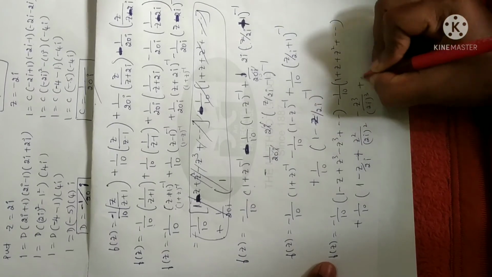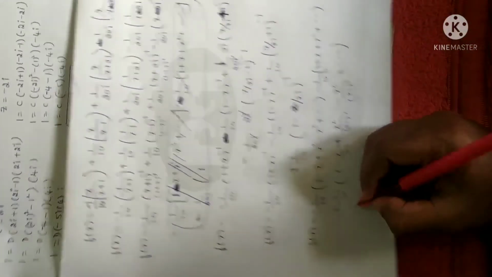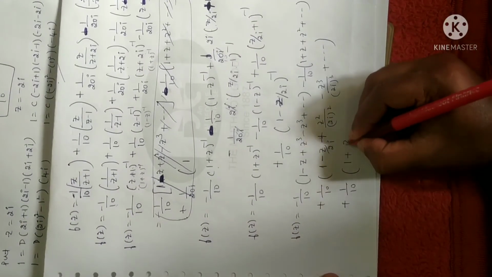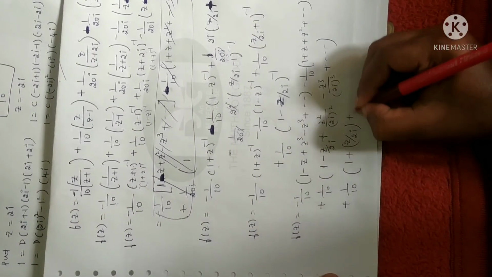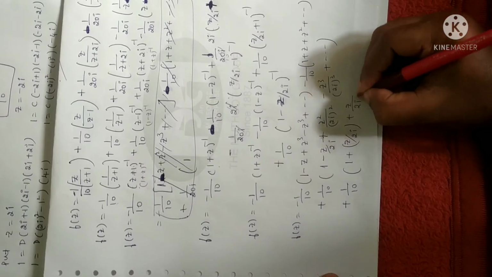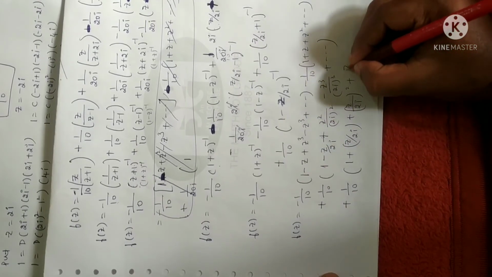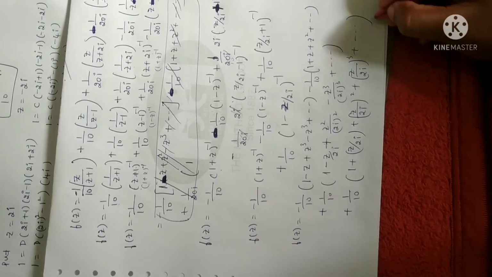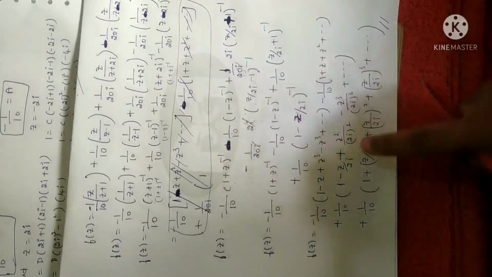cube plus so on. Next, the fourth term, plus 1 by 10 into 1 plus x, that is z by 2i, plus x square, that is z divided by 2i whole square, plus x cube, that is z divided by 2i whole cube, plus so on. And that's all. I'll just repeat these steps once again.